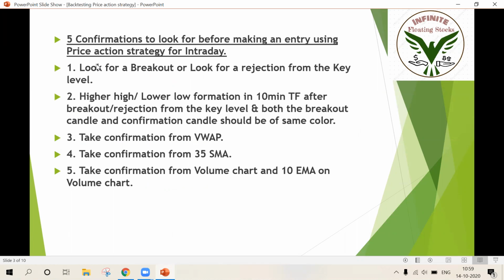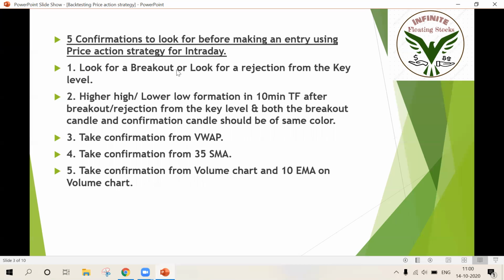Everyone needs to look for these 5 confirmations while using price action strategy for intraday trading. I repeat, 5 confirmations to look for before backtesting and before making an entry. These are all the 5 confirmations that you need to look for before making an entry using price action strategy for intraday. Among them, the first confirmation is you need to look for a breakout.